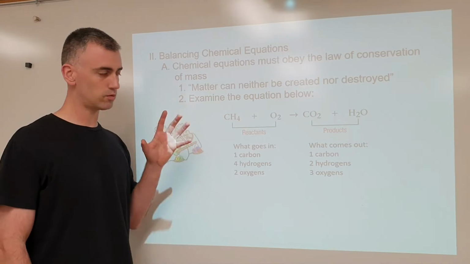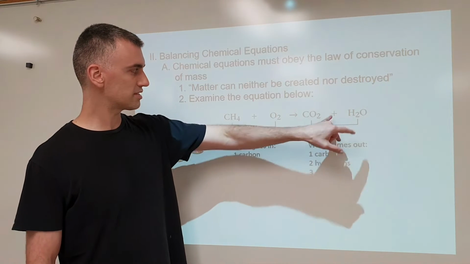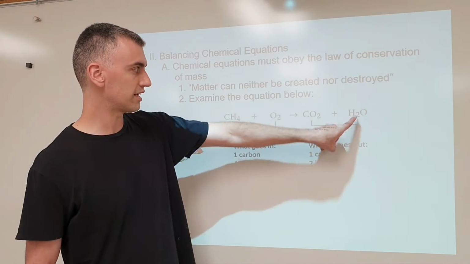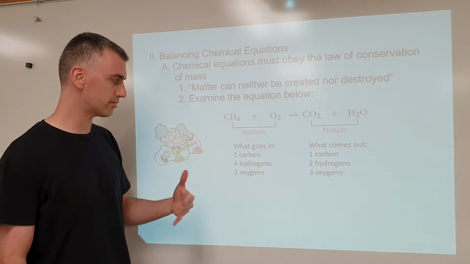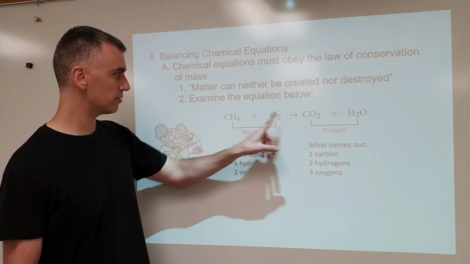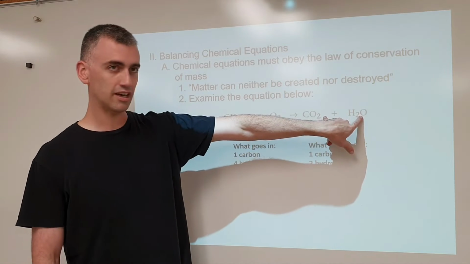If you take this equation literally and you count what's there, 1 carbon on the product side, 3 oxygens on the product side, and 2 hydrogens on the product side. If you take this literally, it says you start with 1 carbon, you end with 1 carbon. You start with 4 hydrogens, you end with 2 hydrogens. You start with 2 oxygens and end with 3 oxygens.